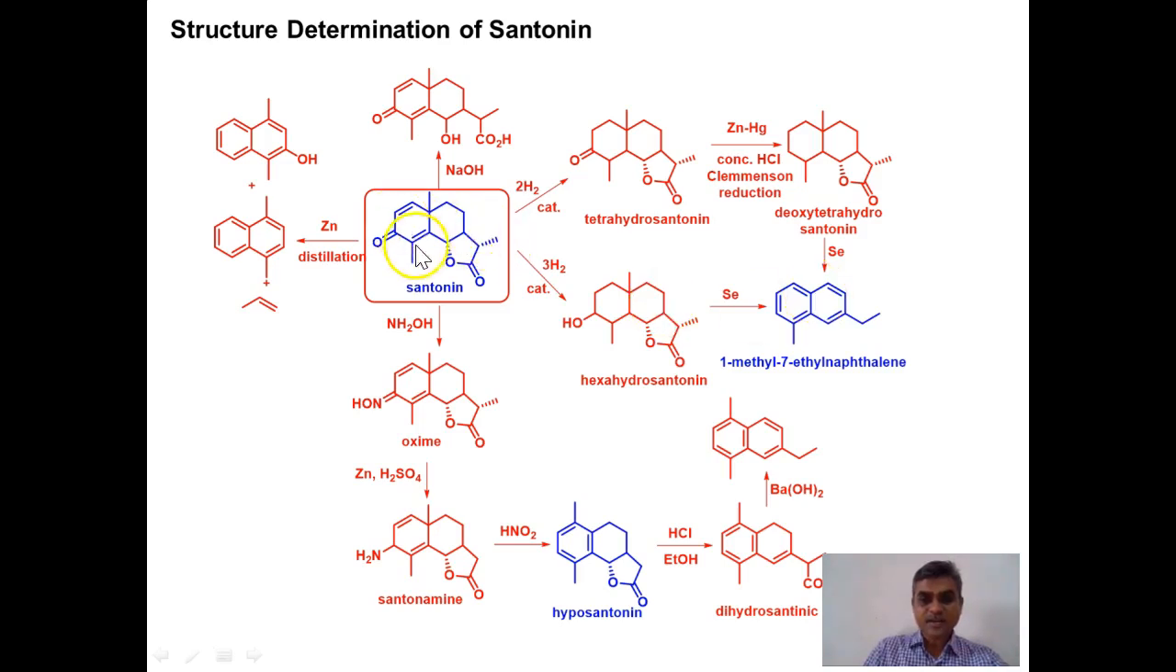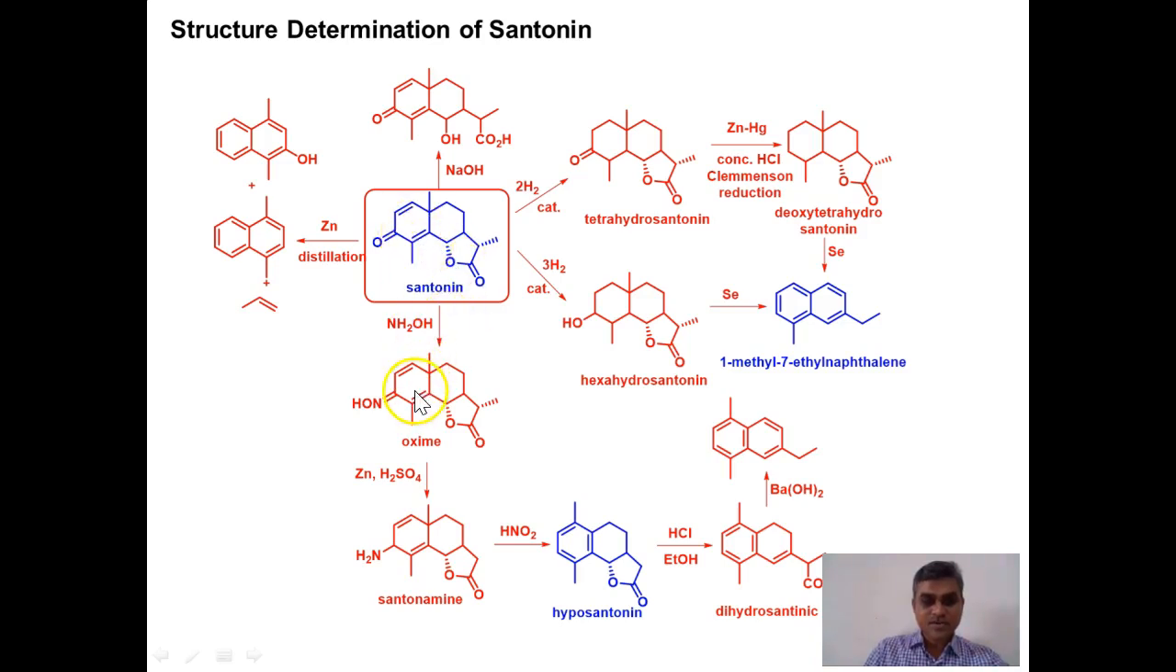Similarly, here complete hydrogenation of two double bonds as well as the ketone gives us hydroxy Santonin, and then its distillation with selenium again forms 1-methyl-7-ethyl naphthalene. So on the basis of this data we reach the structure of the Santonin molecule.